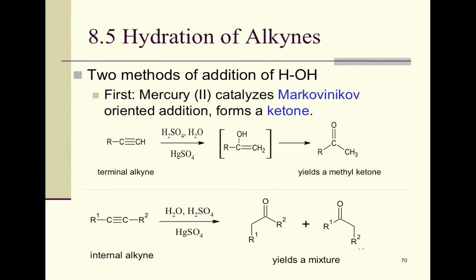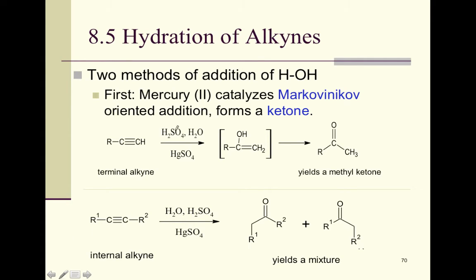Hydration of alkynes. There's 2 methods of addition of H and OH across the double bond. The first one is using a mercury 2 catalyst. It follows Markovnikov's rule and forms a ketone. If you have a terminal alkyne, you get a methyl ketone out of it. If you have an internal alkyne, you actually get a mixture of products if your R groups are not the same as each other, if it's not symmetrical.